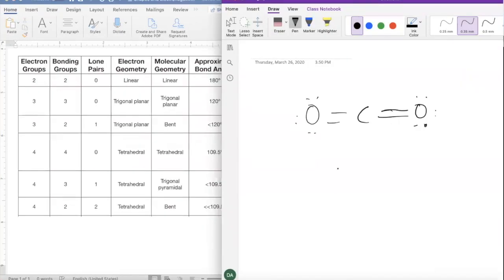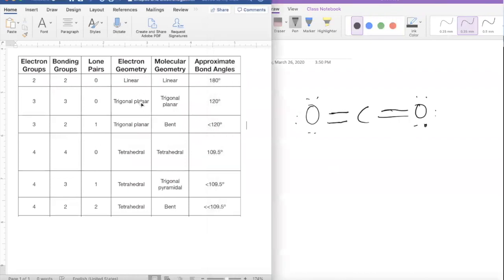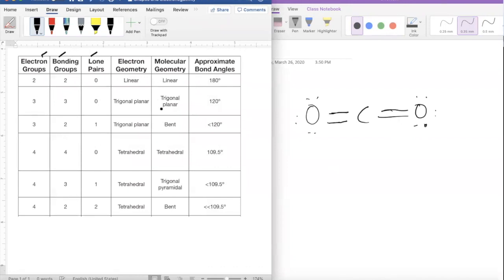Okay. Now, for CO2, guys, I'm going to ask you a couple of questions, okay? When you're reading this table, your focus should always be on the central atom. All this information that is being asked, electron groups, bonding groups, and lone pairs, this is where our focus is right now, okay? And I'm going to ask you some questions here.